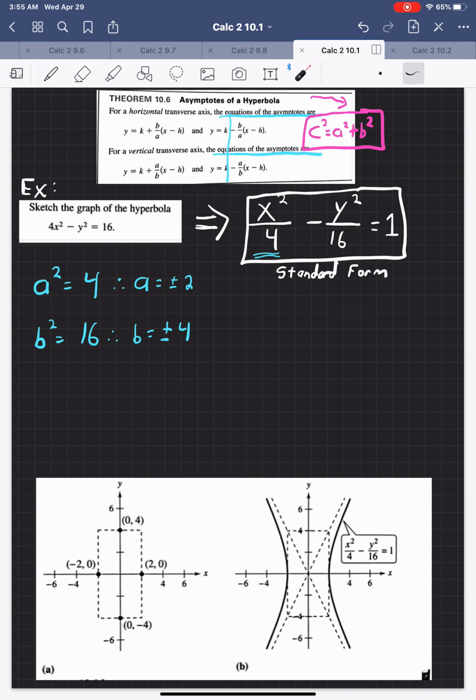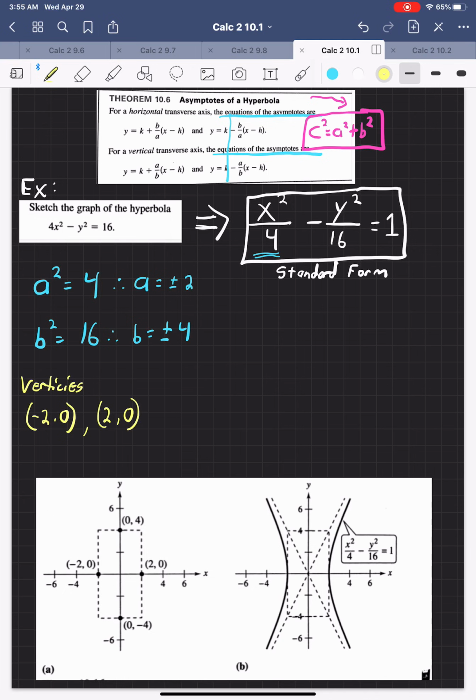Now, in this case, if I start at the center, 0, 0, and travel 2 to the right and 2 to the left, I would get to my vertices. So the vertices are going to be negative 2, 0 and positive 2, 0. Those are my vertices. I have 2 points on my graph so far.